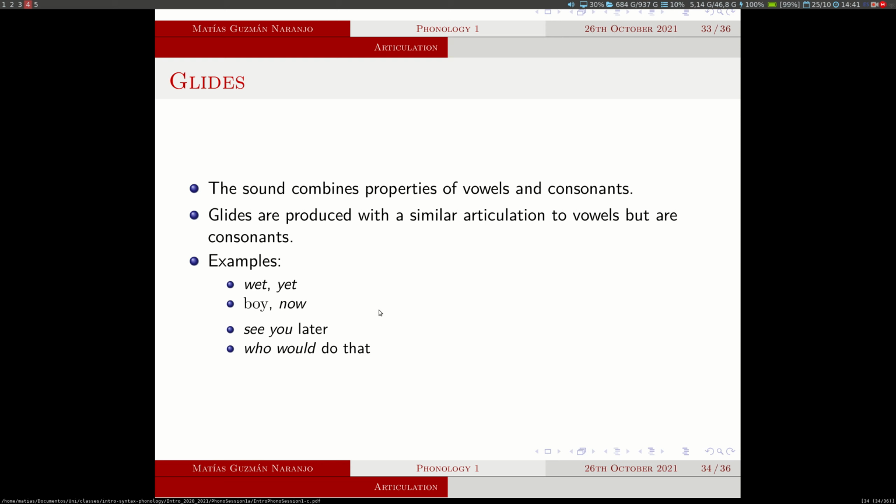And you can see the contrast in pairs like "see you later" or "who would do that". So between see and you, here you have a vowel, here you have a glide, and if you pronounce them together you will hear the difference.